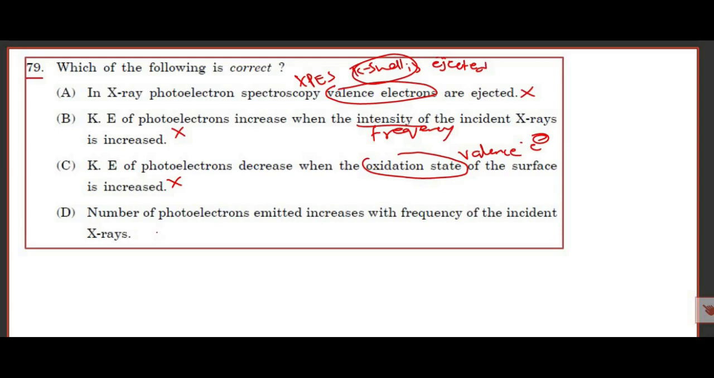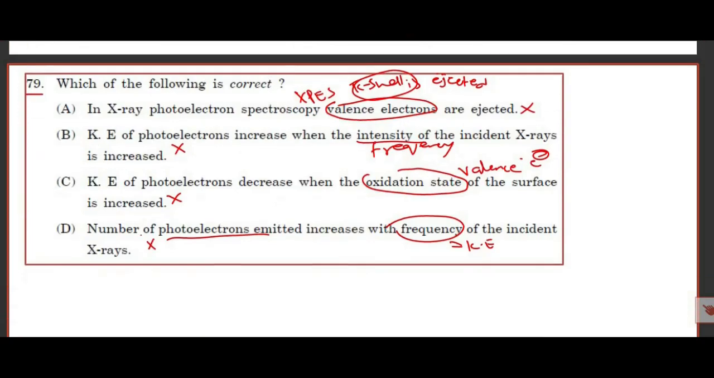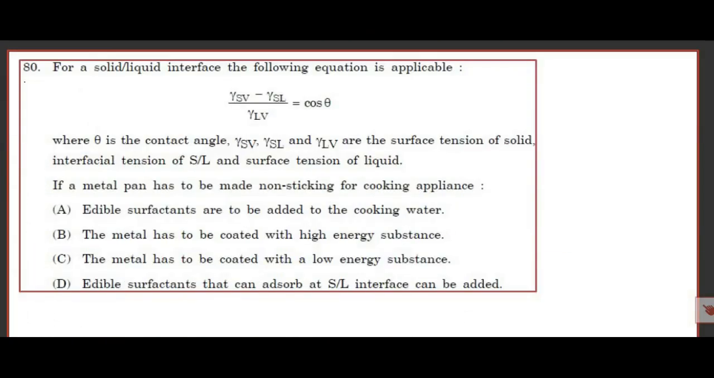And here D, intensity of the photoelectron, which means the intensity increases with the frequency of the incident rays. Here the frequency is equal to kinetic energy. Hence option D is also wrong. It's a grace question where all 4 options were wrong. Question number 80.